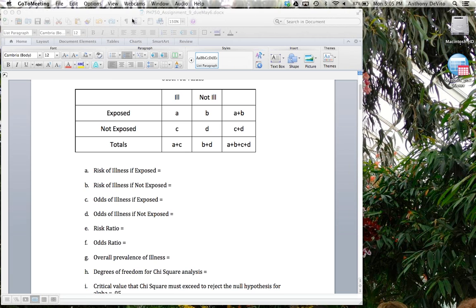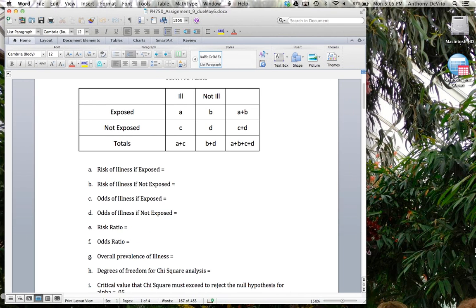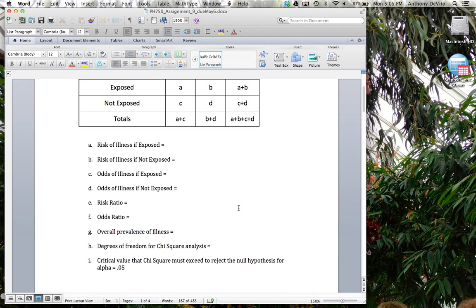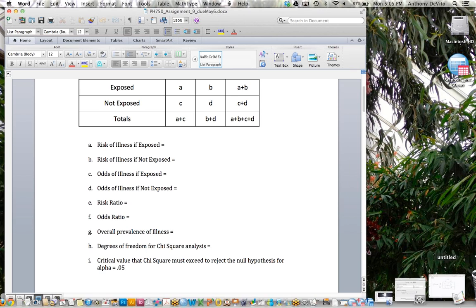Okay, so I'm going to go over to something I can write on, and I'm going to pick this up. But basically, what I'm asking for here is: what's the risk of illness of exposed? What are the odds of illness of exposed? Risk ratio, odds ratio, the overall prevalence of illness, the degrees of freedom for chi-square, and how to calculate the critical value for chi-square or even chi-square itself.